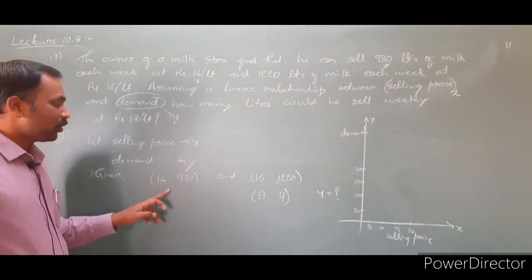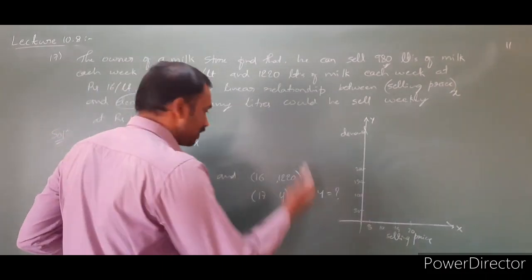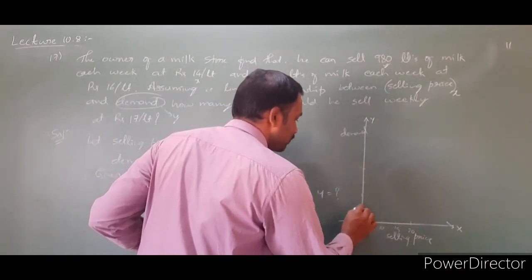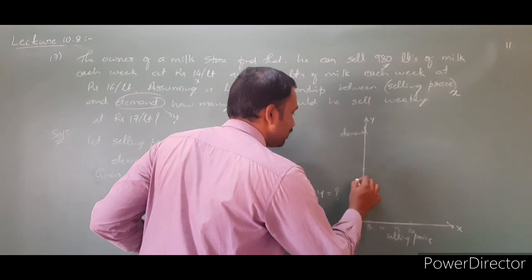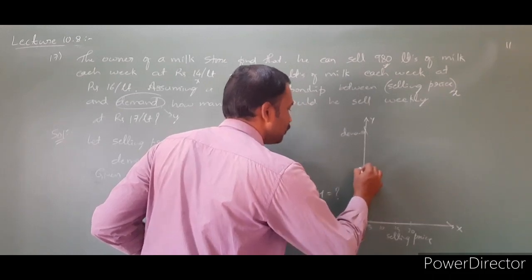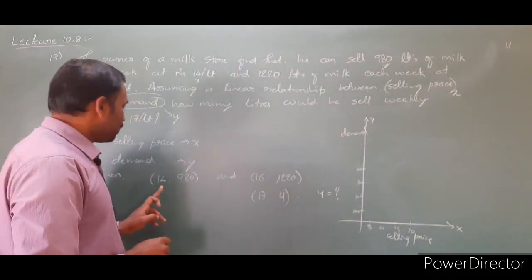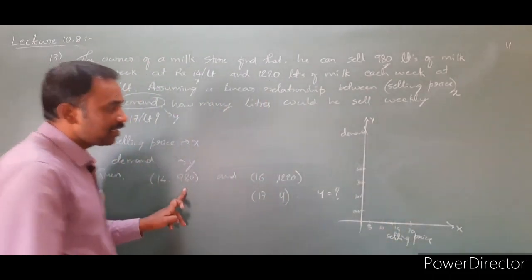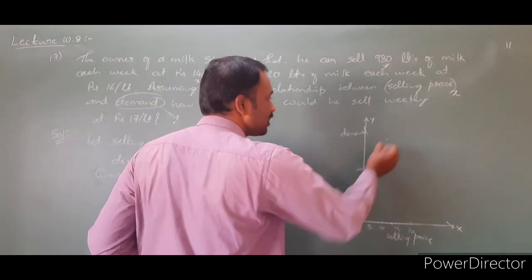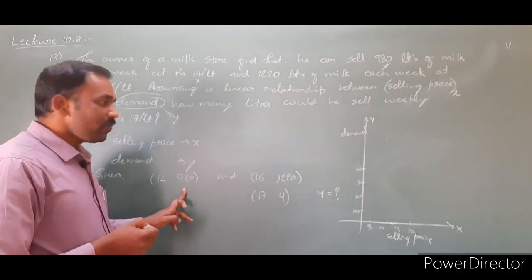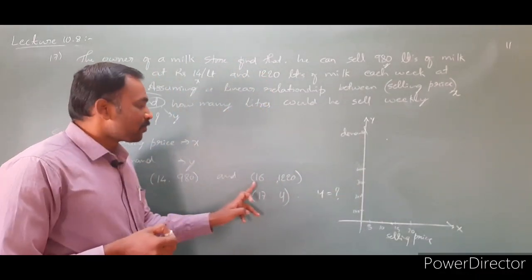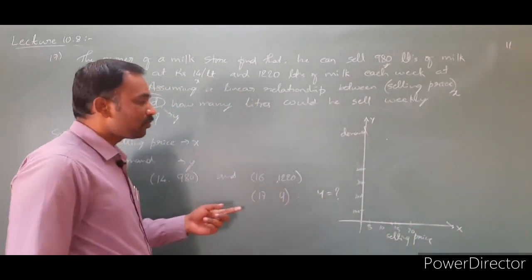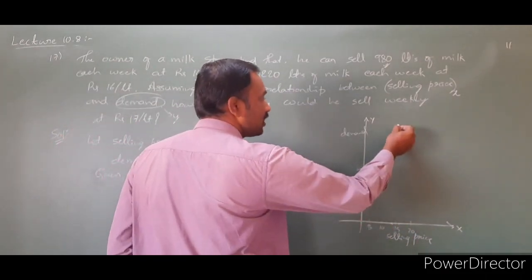First one, 14 comma 980. Okay, better take the 100, 200, 300, 400 like that it continues. 14 is here, approximately 14 comma 980. Are you clear? Okay, next 16 comma 1220, again it is here.